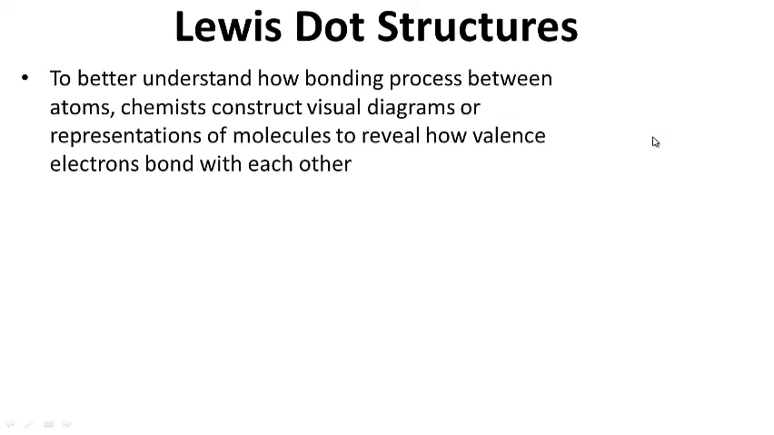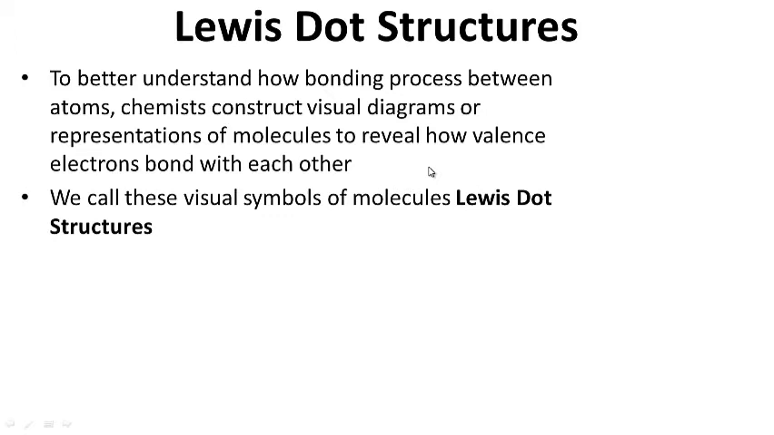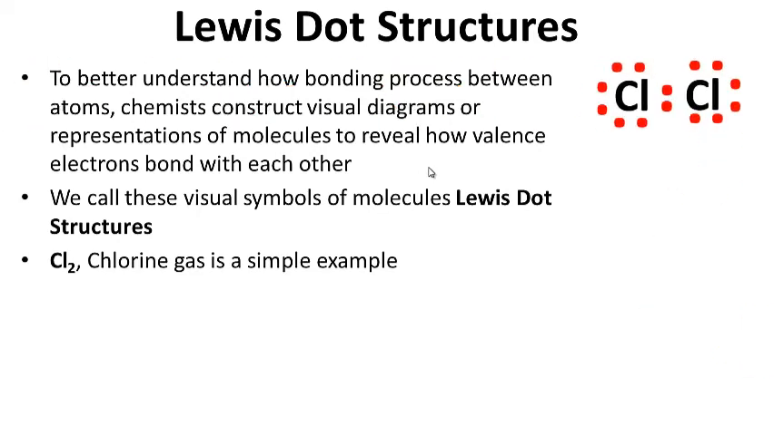Okay, so Lewis dot structures. To better understand the bonding process between atoms, chemists construct visual diagrams or representations of molecules to reveal how valence electrons interact or bond with each other. We call these visual symbols of molecules Lewis dot structures. Chlorine gas was a simple example that we saw earlier here. So there's a simple Lewis dot structure.